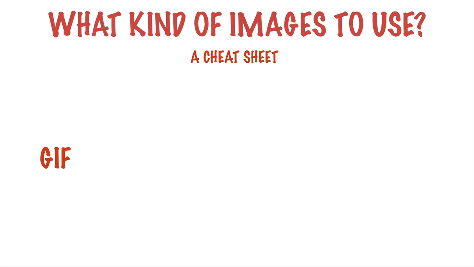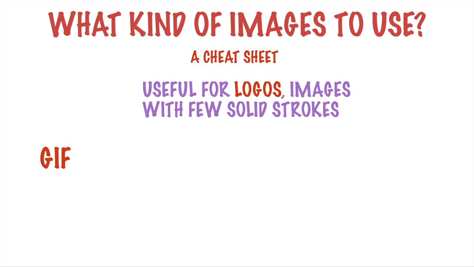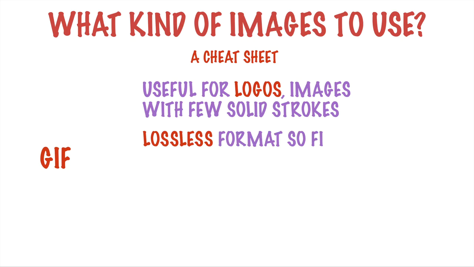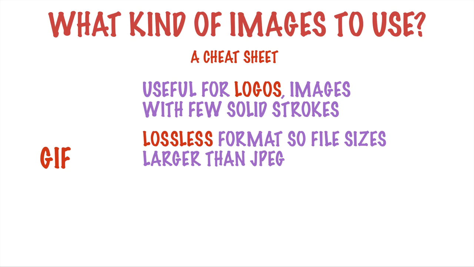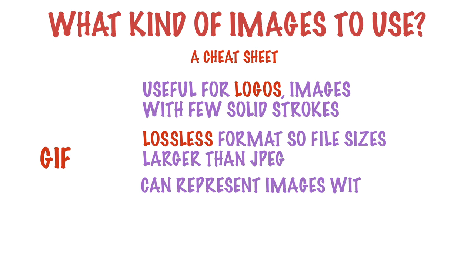The third common type of image is GIF. The GIF image format is excellent again for logos or images with few solid strokes. It also allows animation via animated GIFs. The GIF format is also lossless, so the file sizes tend to be larger than JPEG file sizes, but also potentially higher quality and involving animation.